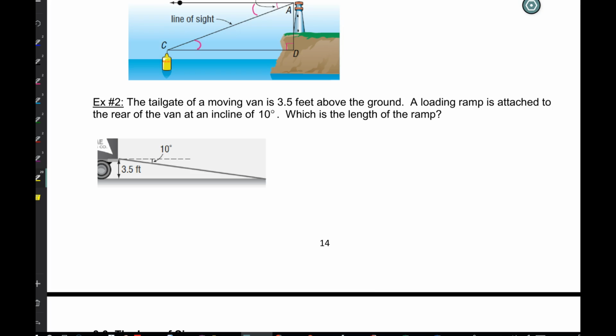Okay, here we have a tailgate of a moving van. It's 3.5 feet above the ground. And then a loading ramp is attached to the rear of the van at an incline of 10 degrees.